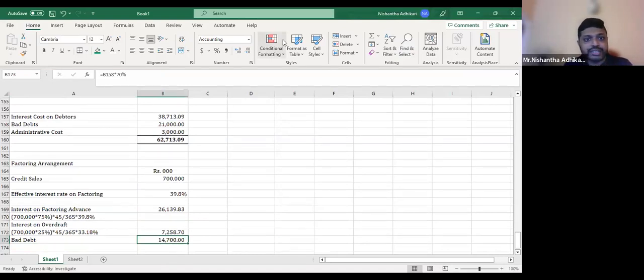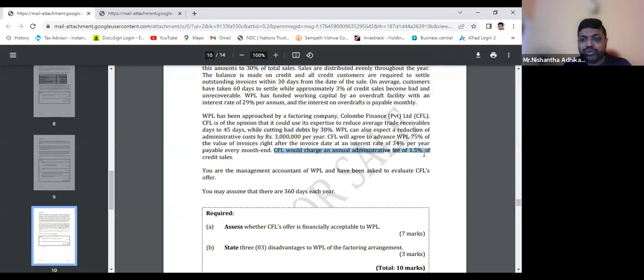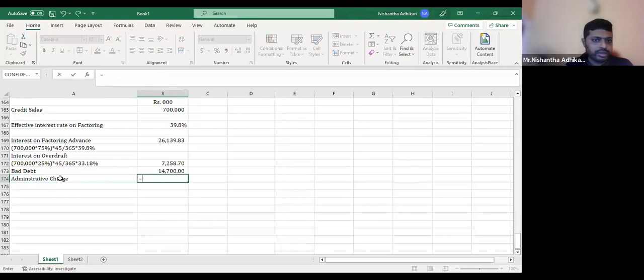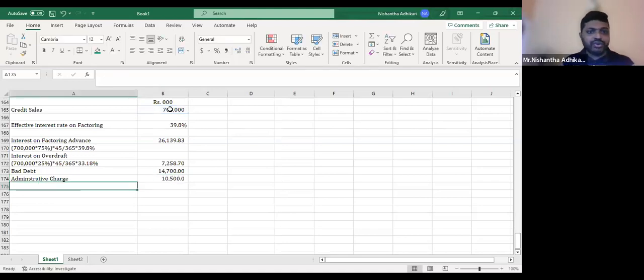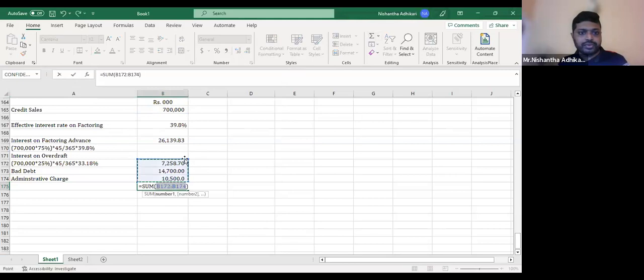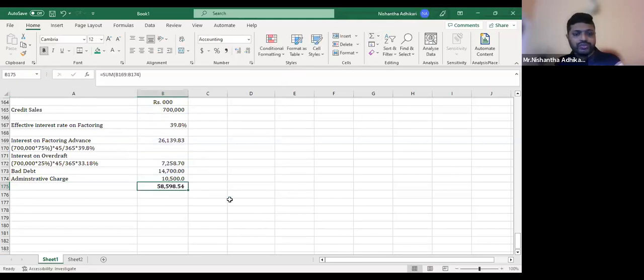In addition, they expect, okay, CFL would charge an annual administrative fee of 1.5% on the credit sales. Administrative charge. 700 million into 3%. Sorry, not 3, it is 1.5%. That is 10.5. Now you can say, other than that, no other cost you have to incur. If you take the total, this is the cost of factoring.